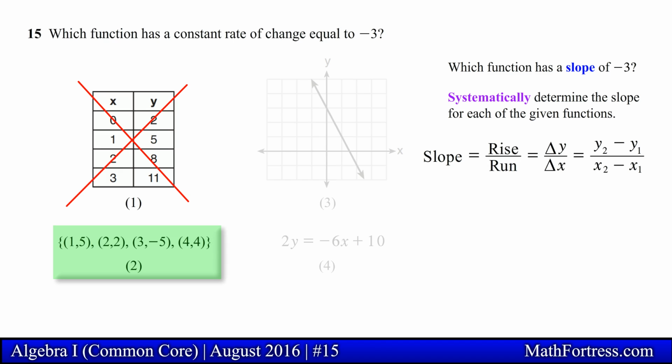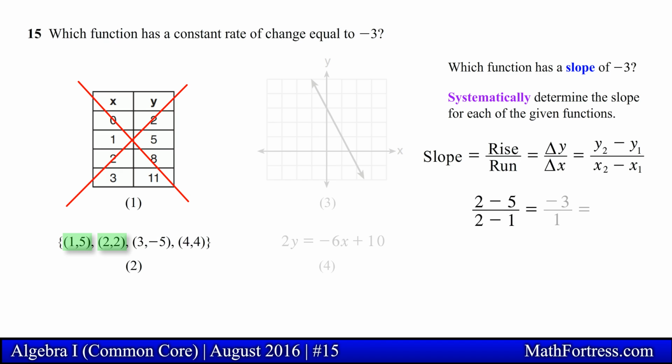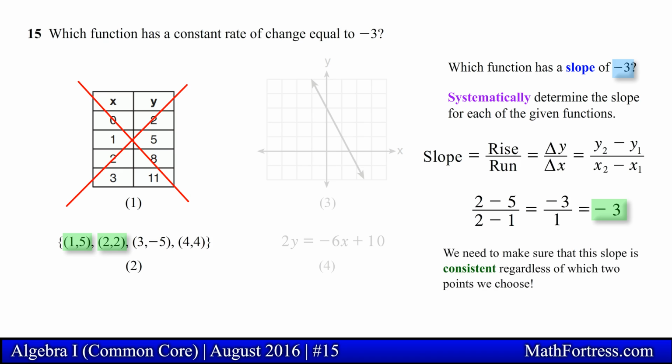For option 2, we once again have a function represented as a set of ordered pairs, or points. Similar to option 1, we want to compute the slope between 2 points and check to see if it's equal to -3. Using the first 2 points, we compute the slope, which simplifies to -3. It seems that we found our answer, but we need to make sure that this slope is consistent, regardless of which 2 points we choose.